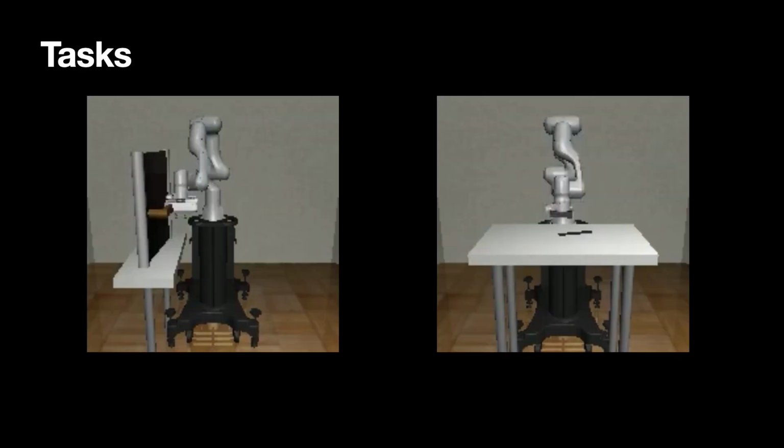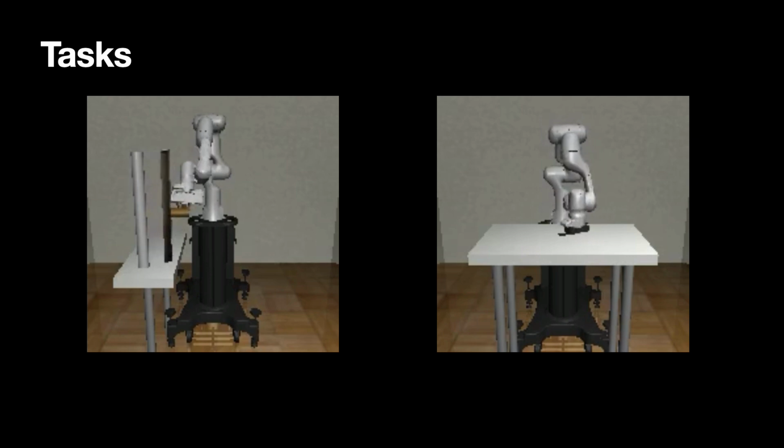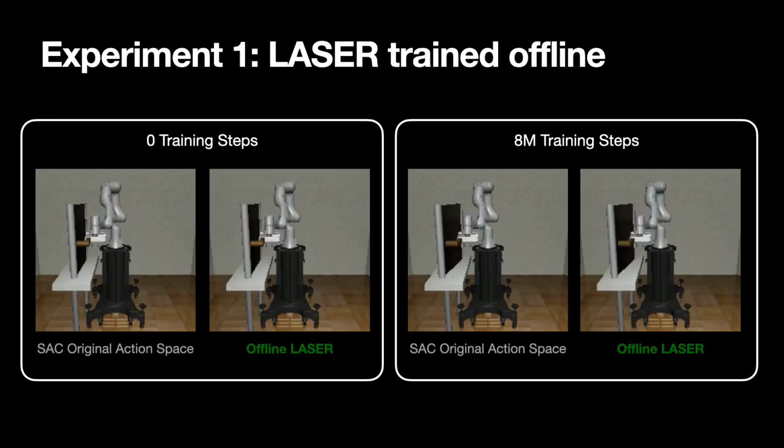We trained Laser on variants of two different tasks. In Door, the agent must learn to open a door to a fixed angle. In Wipe, the agent learns to wipe a streak of dirt off the table. In our first experiment, we observed that offline Laser improves policy learning efficiency.